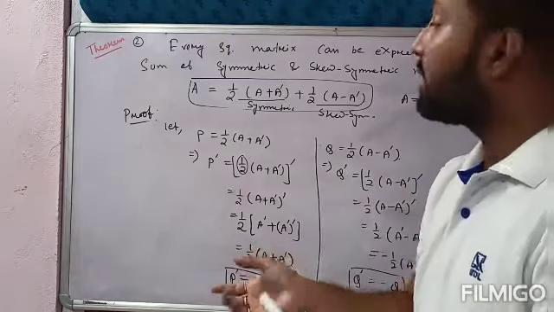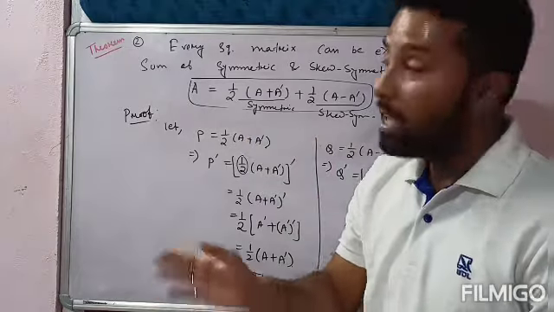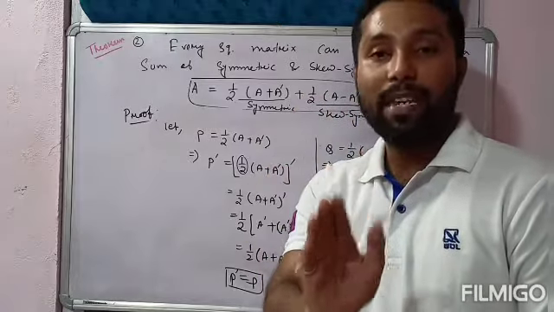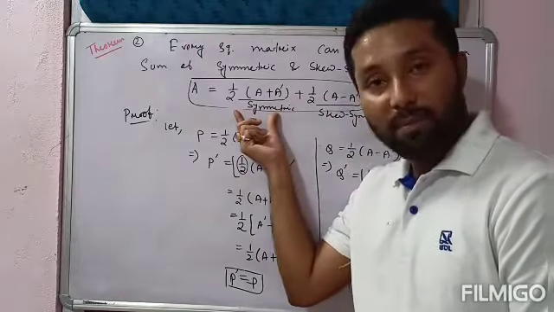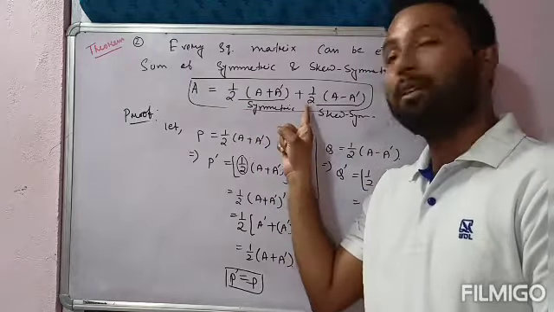यही actually proof करना था, symmetric plus skew symmetric, which is equal to the given matrix. So every square matrix can be expressed as the sum of symmetric and skew symmetric matrix. यहाँ पे half क्यों multiply किया गया?